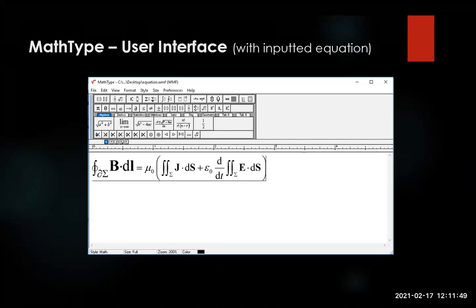Here's a picture of the graphical user interface. This complex equation was generated with some effort using this interface.